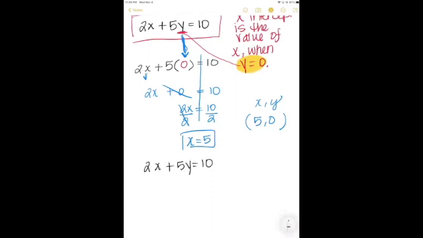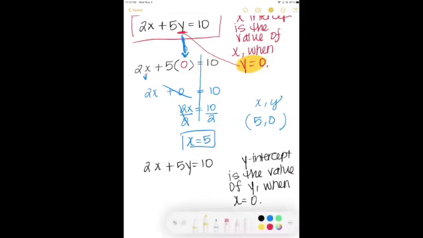So let's review that the y-intercept is the value of y when x is equal to 0. All right. So this means that I am going to put a 0 in my equation where x goes. So I would have 2 times 0 here, okay, equals 10.